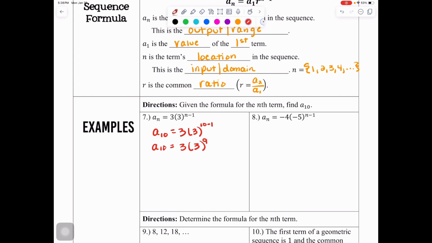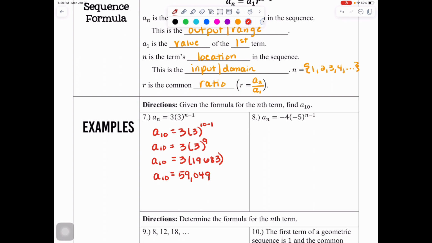Now you can type that entire thing into your calculator. If you're going to show the steps, just remember we don't do 3 times 3 first. We do our exponents first. So I would do 3 to the 9th, and I would get 3 times 19,683. And then I would multiply by 3 as my last step. So the 10th term is 59,049. So I'm able to jump to that value by using the formula.